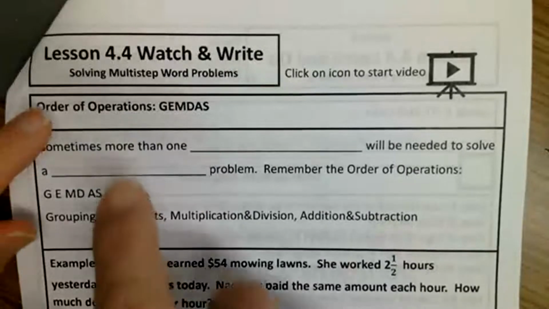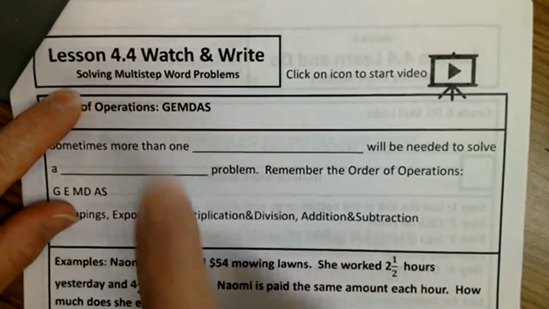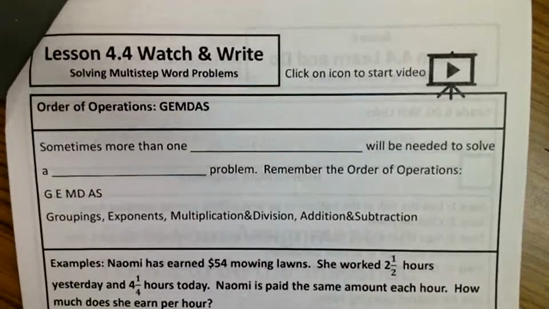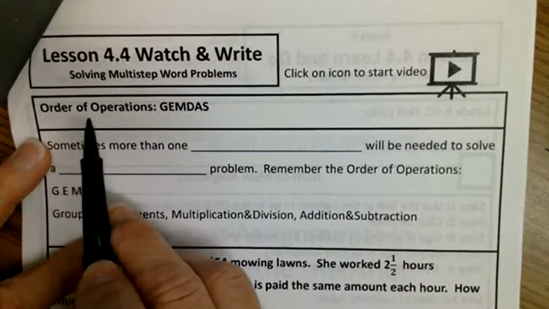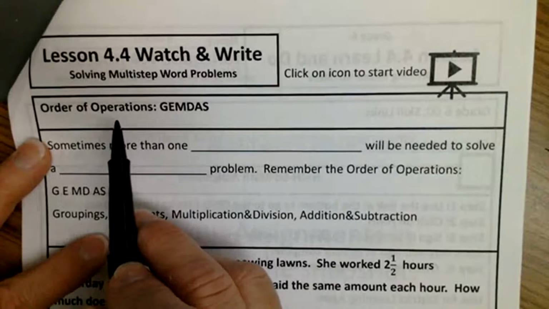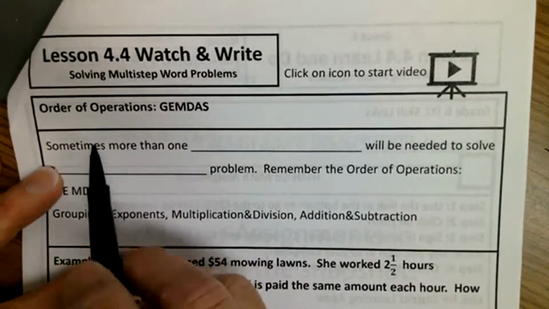Okay, this is lesson 4.4, and 4.4 is called solving multi-step word problems. Basically, we're going to take what we know about multiplying and dividing and adding and subtracting fractions, and put them all together to have multi-step problems, which means problems that have many steps. Now, we have to remember our order of operations if we are going to do math problems that have many steps.